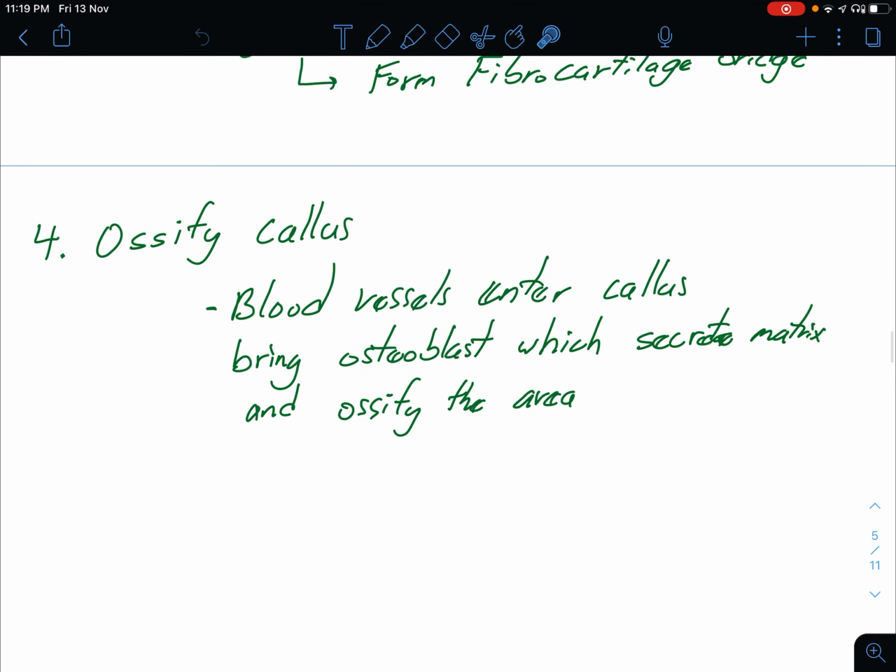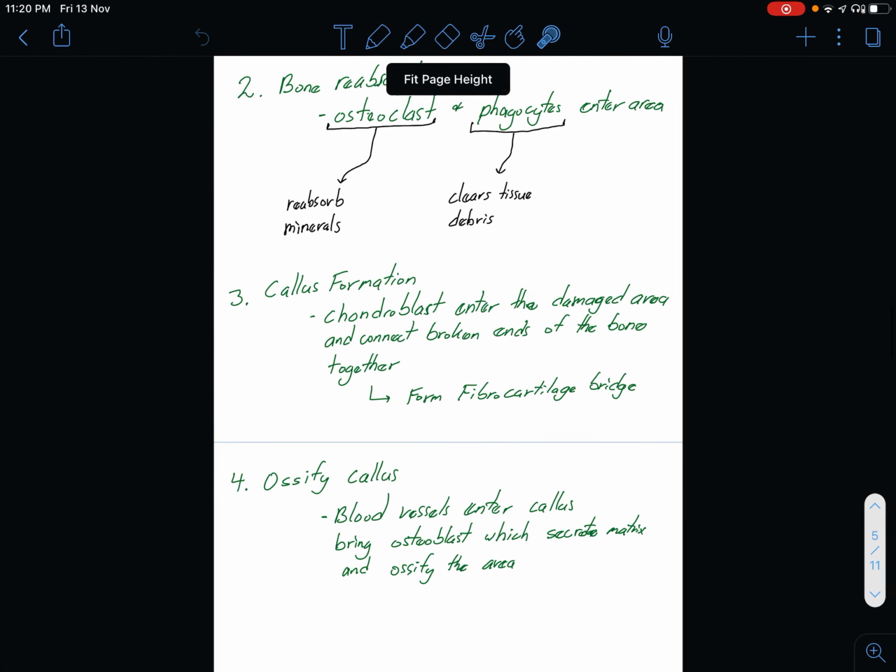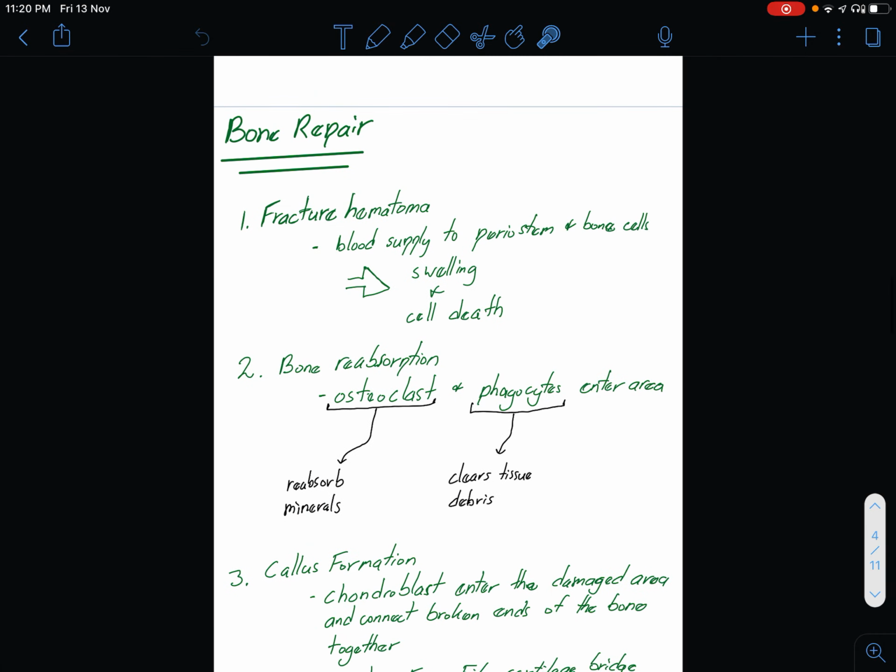And then the last step is going to be the ossification. The blood vessels are going to enter our callus, and they're going to bring osteoblasts. And what do the osteoblasts do? They secrete matrix, and that's going to change the type of tissue in the area because we have a new cell, a new matrix. So that means a new type of tissue. And that's our process for bone repair.